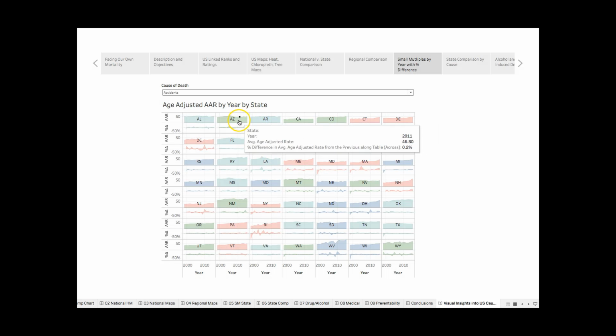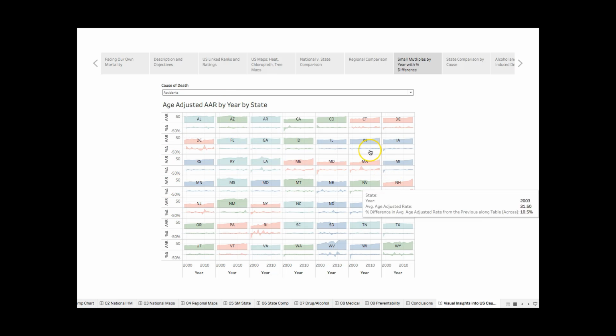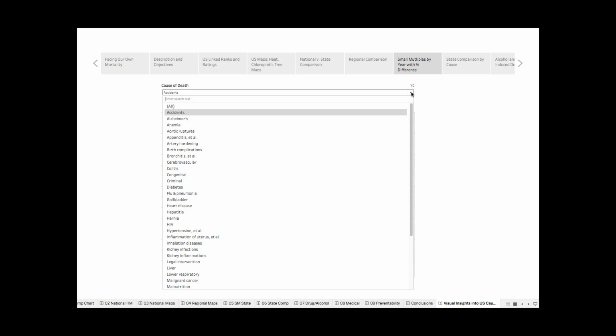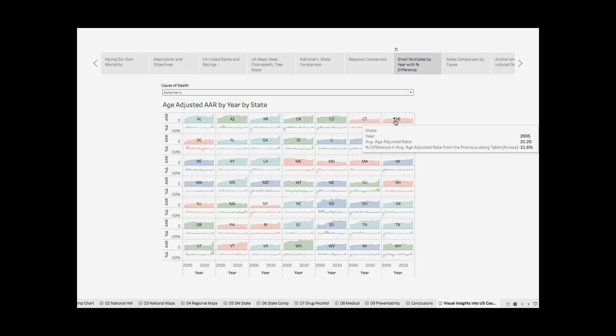To view the total change and percent change of mortality rate over time for all states simultaneously, a small multiples view is employed. The states are colored by region and aligned alphabetically. The cause of death can be filtered for a particular cause. Details on demand are available upon hovering.